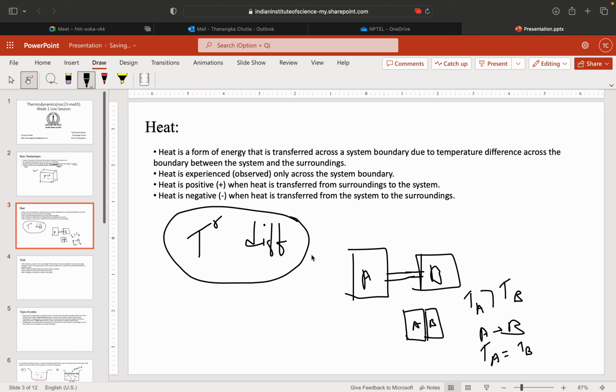So this means that heat is an energy transfer which takes place when there is a temperature difference between any two points within the system or within the universe.